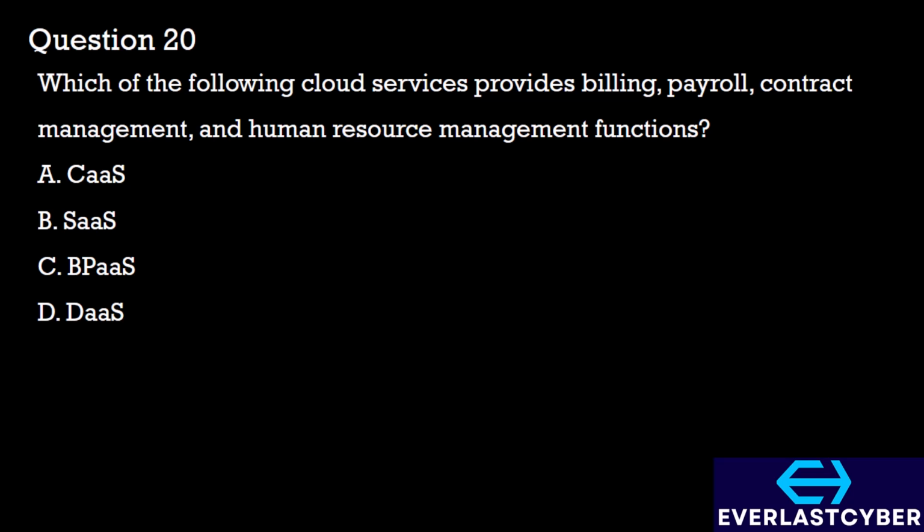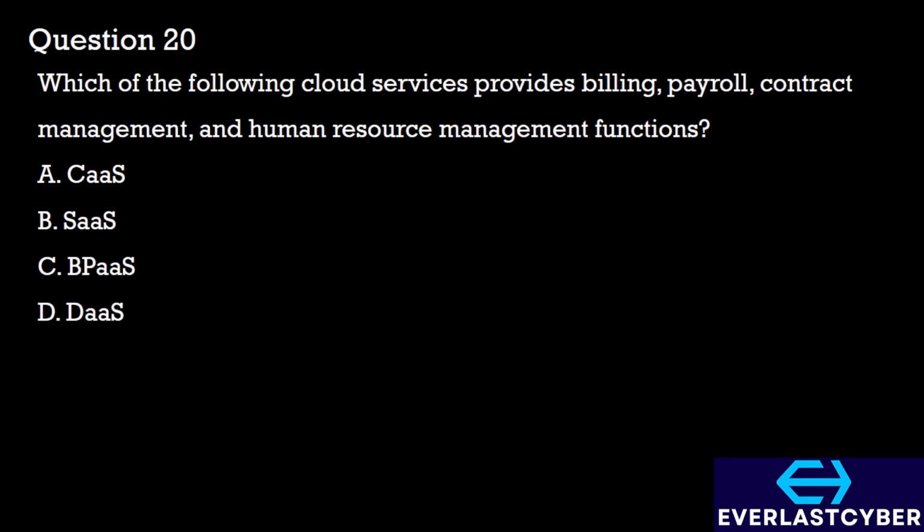Question 20. Which of the following cloud services provides billing, payroll, contracts management, and human resource management functions? A. CaaS, B. SaaS, C. BPaaS, D. DaaS. The CaaS, or Communication as a Service, is a cloud-based communication service like instant messaging or voice over IP. It does not address business processes like billings or payroll, so that's not the correct option.